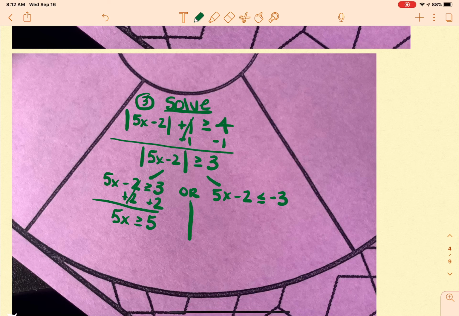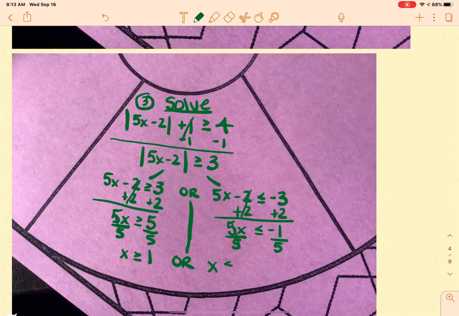So the opposite of subtracting 2 is adding 2. So I have 5x is greater than or equal to 5. And then to get x alone, I would divide by 5. So I have x is greater than or equal to 1. Now I'm going to go through and do the same thing over here. Now listen, the adding 2 and dividing by 5 is going to be the same steps I'm going to have in this one. So I'm going to add 2. So I have 5x is less than or equal to negative 1. I'm going to divide by 5.